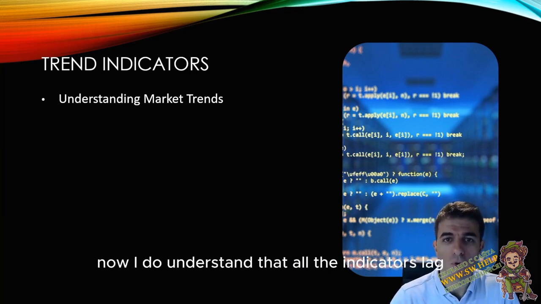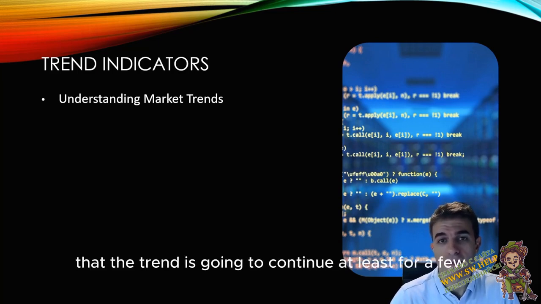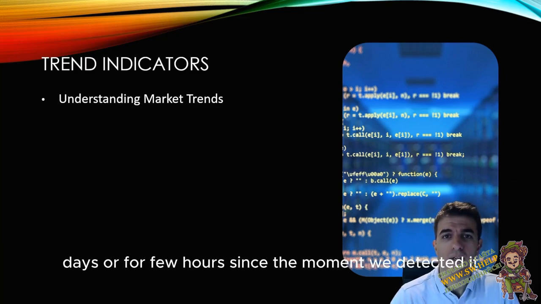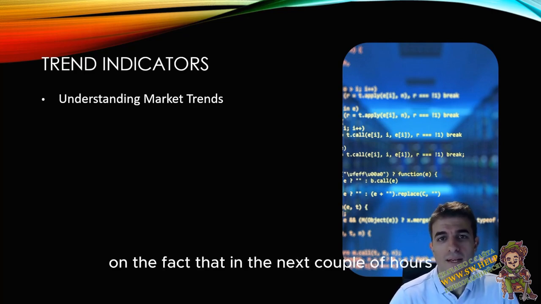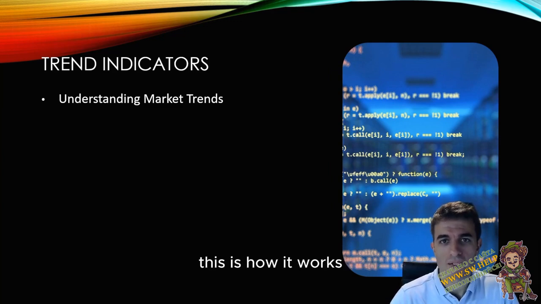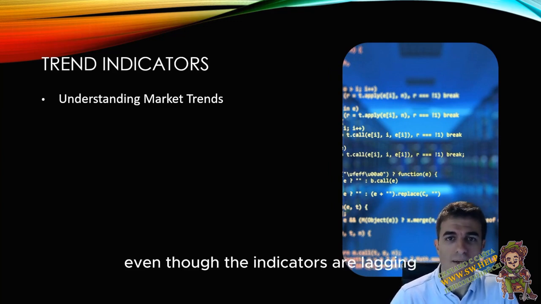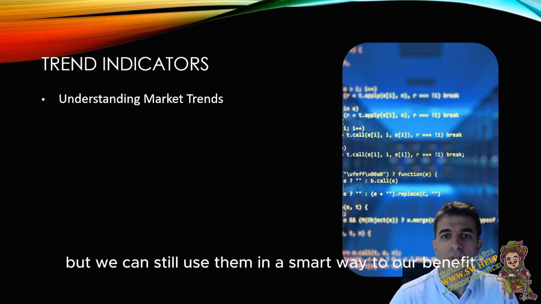Now, I do understand that all the indicators lag, and I do agree with this, but in trading, we are counting on the fact that the trend is going to continue at least for a few days or a few hours since the moment we detected it. This is what we are betting on. If the trend is up, we are betting on the fact that in the next couple of hours we will still be in an uptrend, so we can make some profit out of this. Even though classic indicators are lagging, and they tell you nothing about the future for real, we can still use them in a smart way to our benefit.